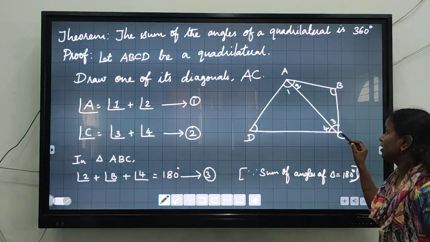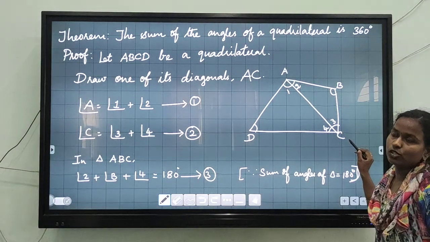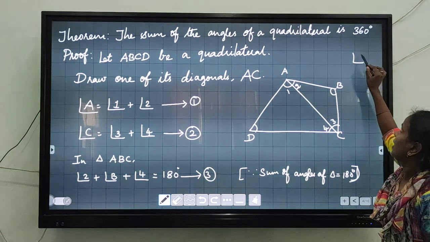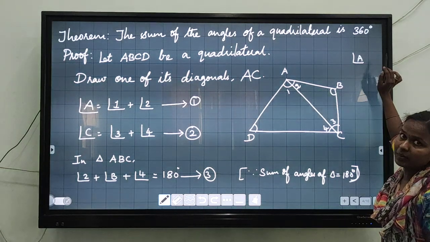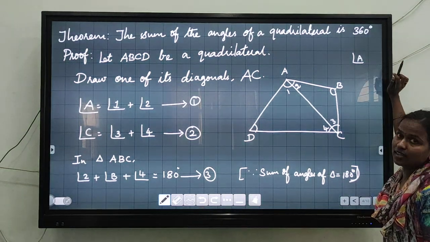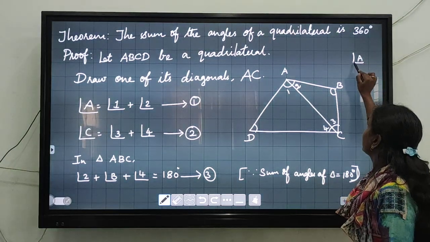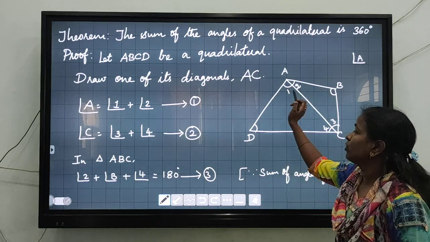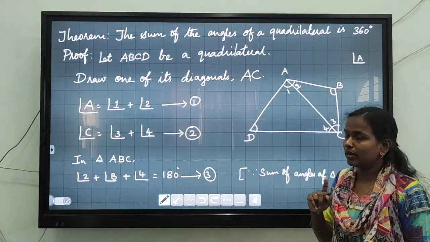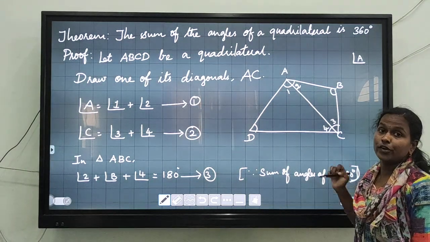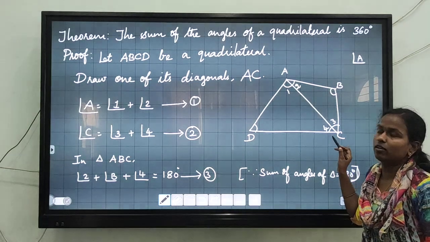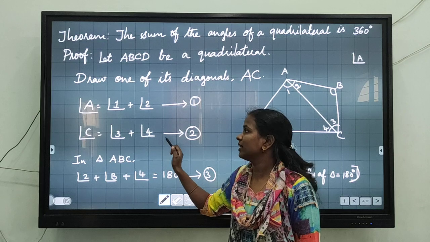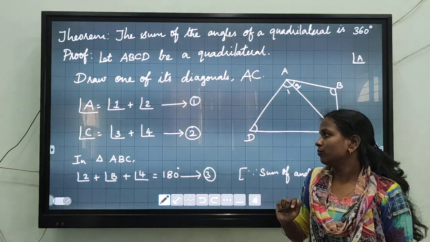Same way this diagonal divides this angle C also. So angles are denoted by letters like this, angle A, angle B, angle 1, angle 3, angle C. We are using these letters only, we are denoting angles. Okay. So I am writing here angle A is equal to angle 1 plus angle 2, that is equation number 1. Same way angle C is divided into 2 parts, that is angle 3 and angle 4. So I am writing angle C equal to angle 3 plus angle 4, that is equation number 2.